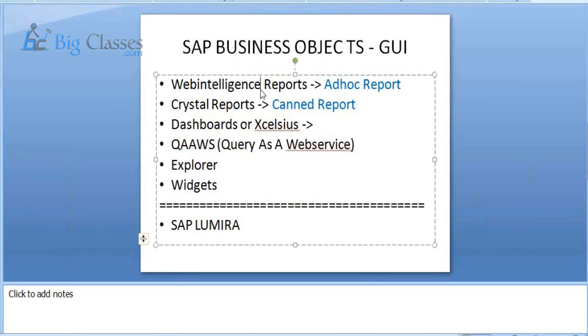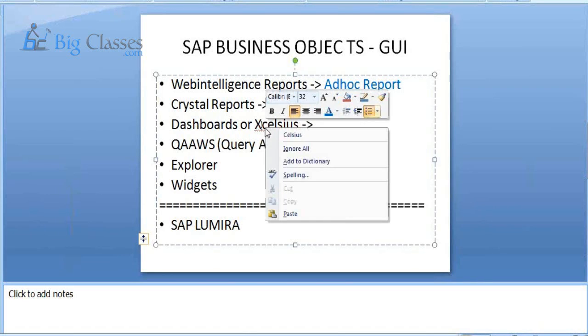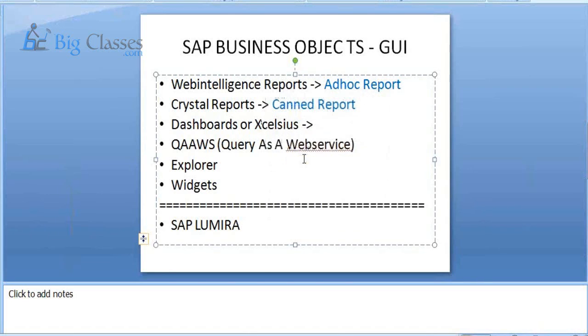And what is the difference between a Webi report and a Crystal report? Webi report is called an ad hoc report, which means end users themselves can develop the report. But Crystal Reports, in the sense, end users cannot develop on their own. It is developed by the developers and used by the BO end users. Okay. Now, dashboards. Earlier it used to be called Excel sheets or Xcelsius, whatever it is.